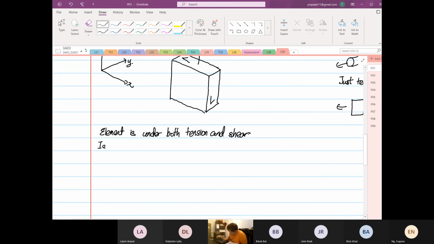Okay, so the only way to link them is to find the principal stresses of the element. Okay, so the term that you see down here is principal stress.